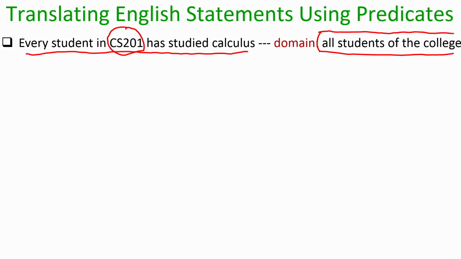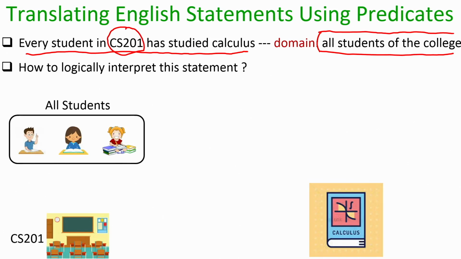So, I want to represent an assertion that in a college every student in course number CS 201 has studied calculus. How am I going to represent it using predicates? The first thing is that we have to understand how to logically interpret this statement. For instance, imagine you have a domain consisting of 3 students. Well, your domain will be very large, but just for simplicity I am assuming here that my domain has 3 students, and say I have class CS 201.